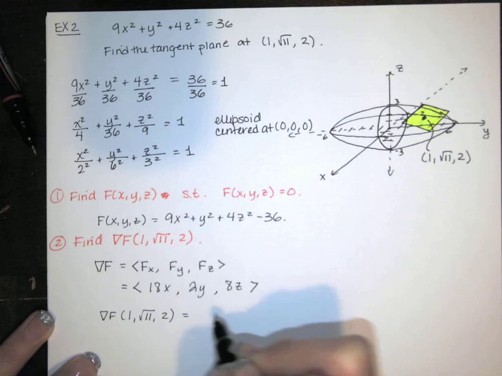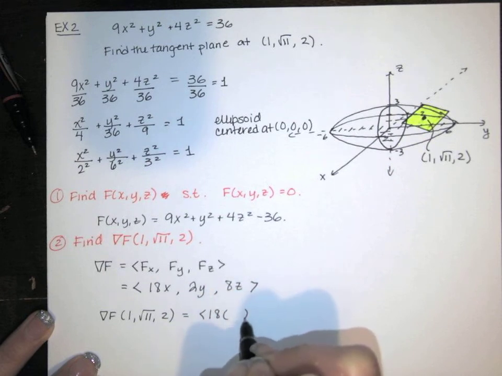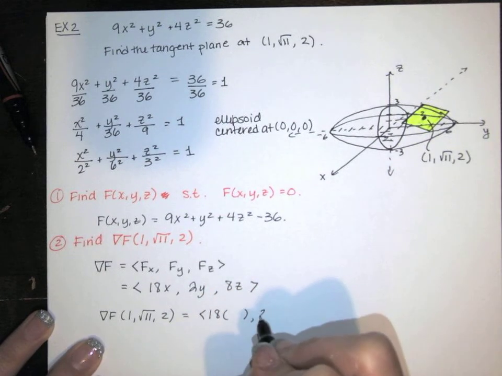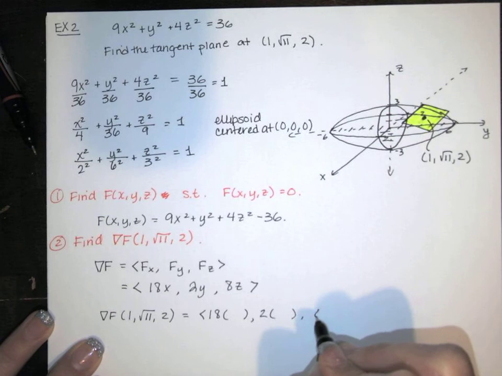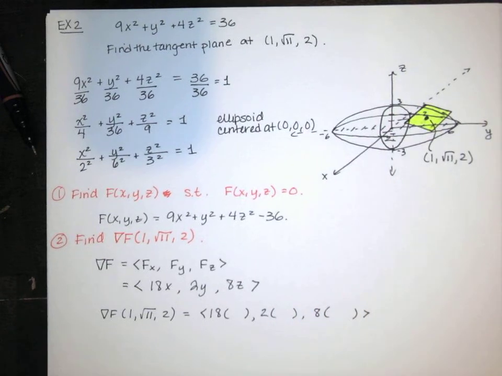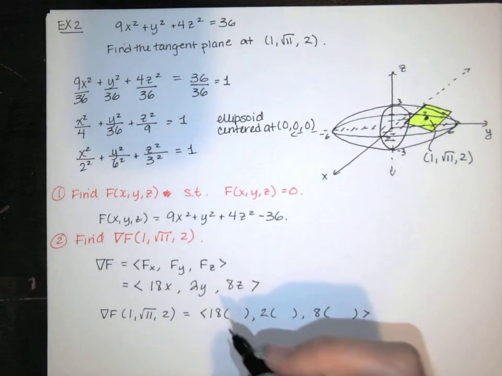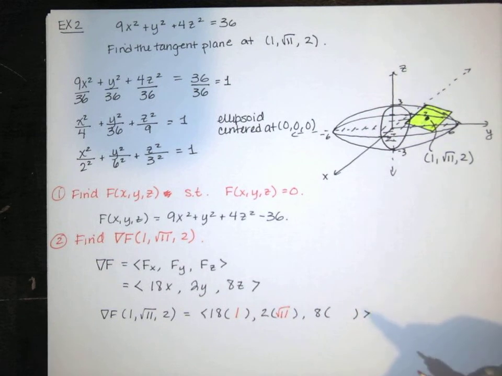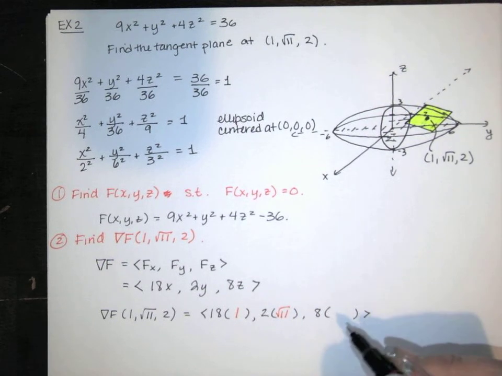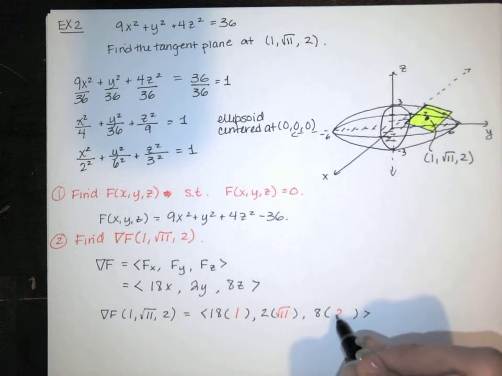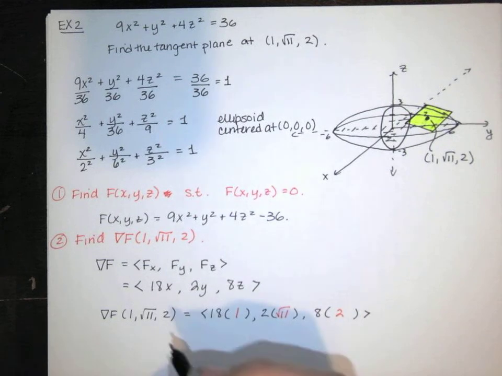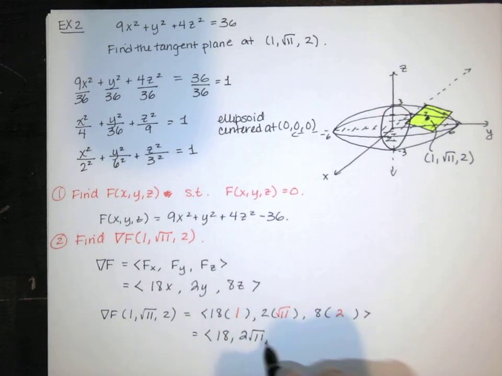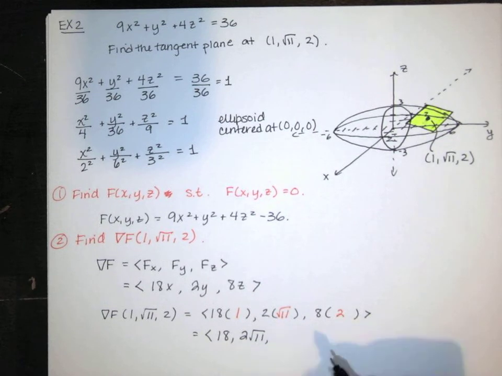So you replace the x with 1, you replace the y with square root of 11, and you replace the z with 2. And I don't think we're going to be able to do anything about that square root of 11. That's okay. So we've got 18, 2 root 11, and 16.